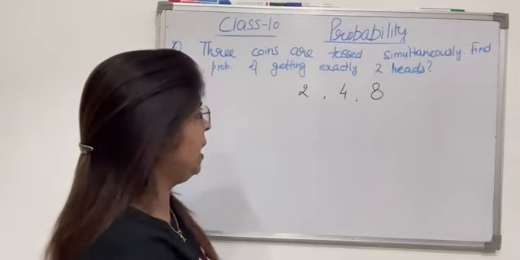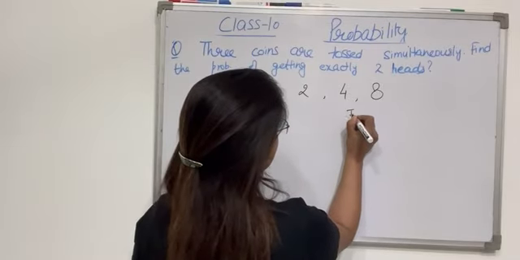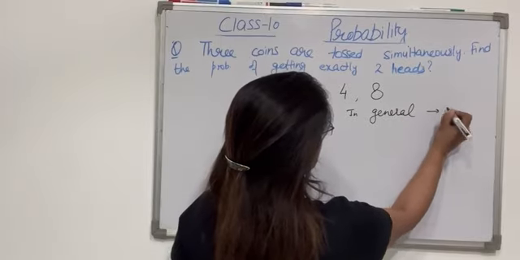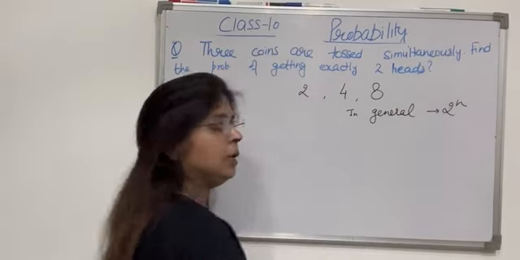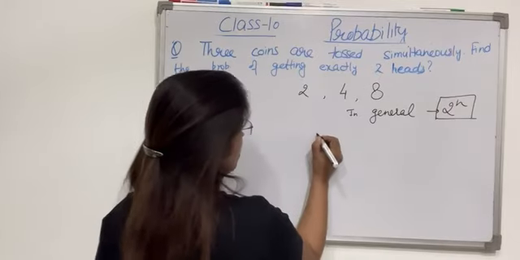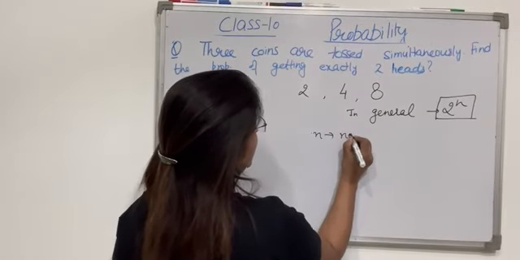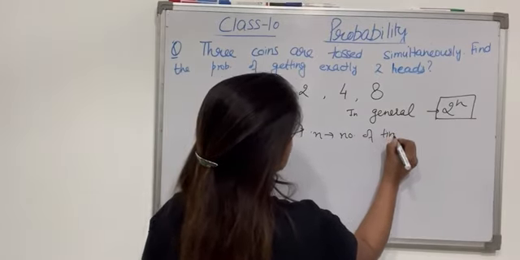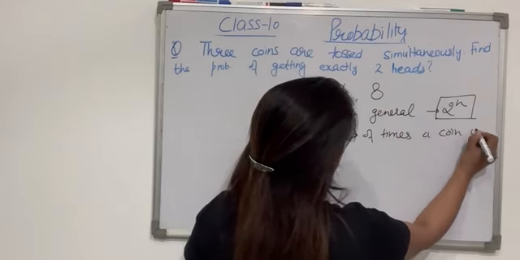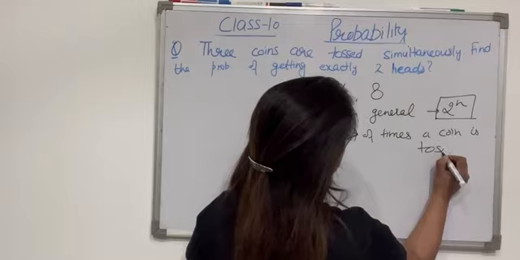If in general I have to write this, I can write it as 2 raised to the power n, where n is the number of times a coin is tossed. So n gives you the number of times a coin is tossed. Let's try to check it.